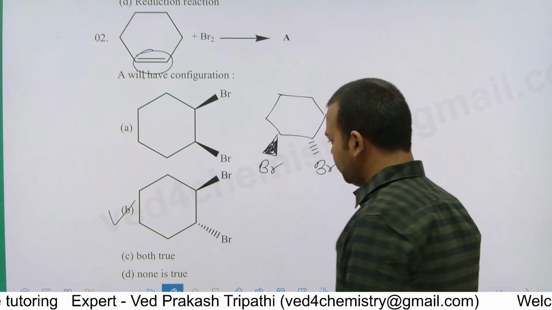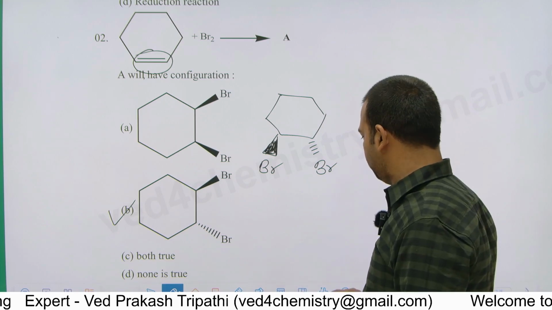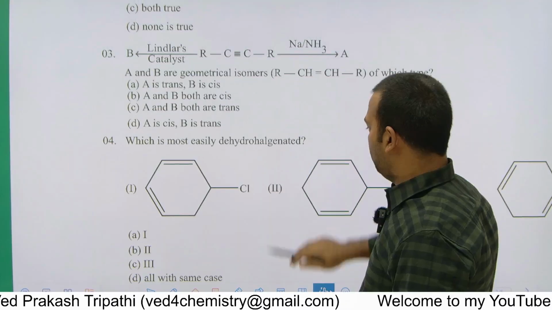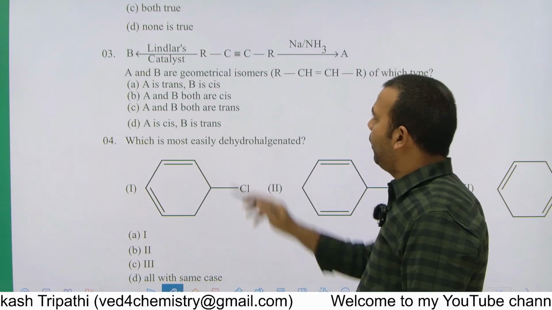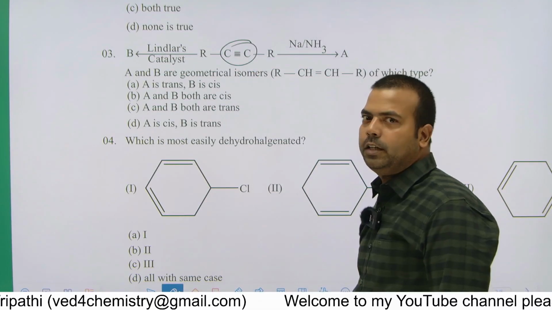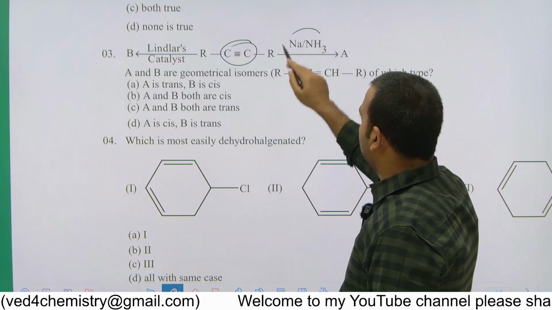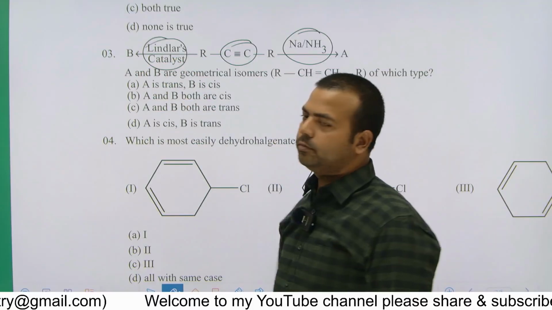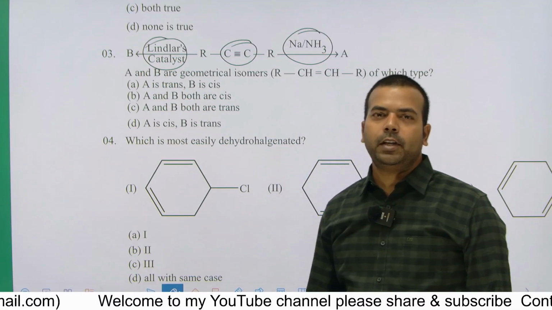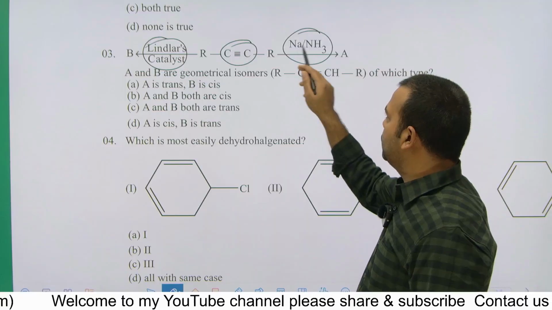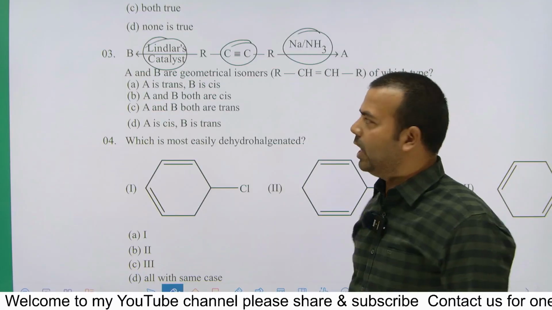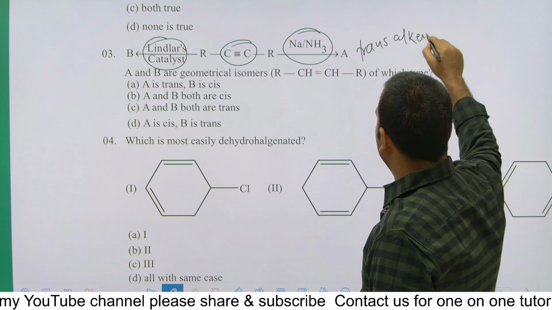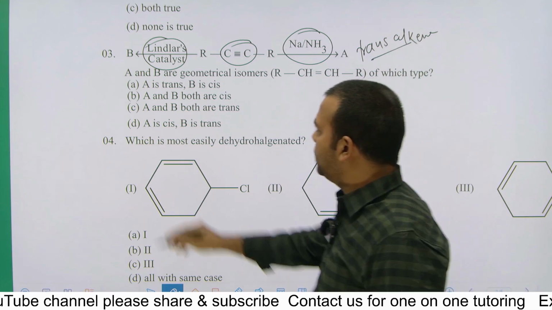Now the next question. So this one is from alkyne. We can see here we have an alkyne and it is treated with Na in liquid ammonia on the right hand side, and the left one is Lindlar catalyst. So this is a very important reduction. Sodium in liquid ammonia gives a trans alkene. So we can say this is trans alkene. And this one is a cis alkene.